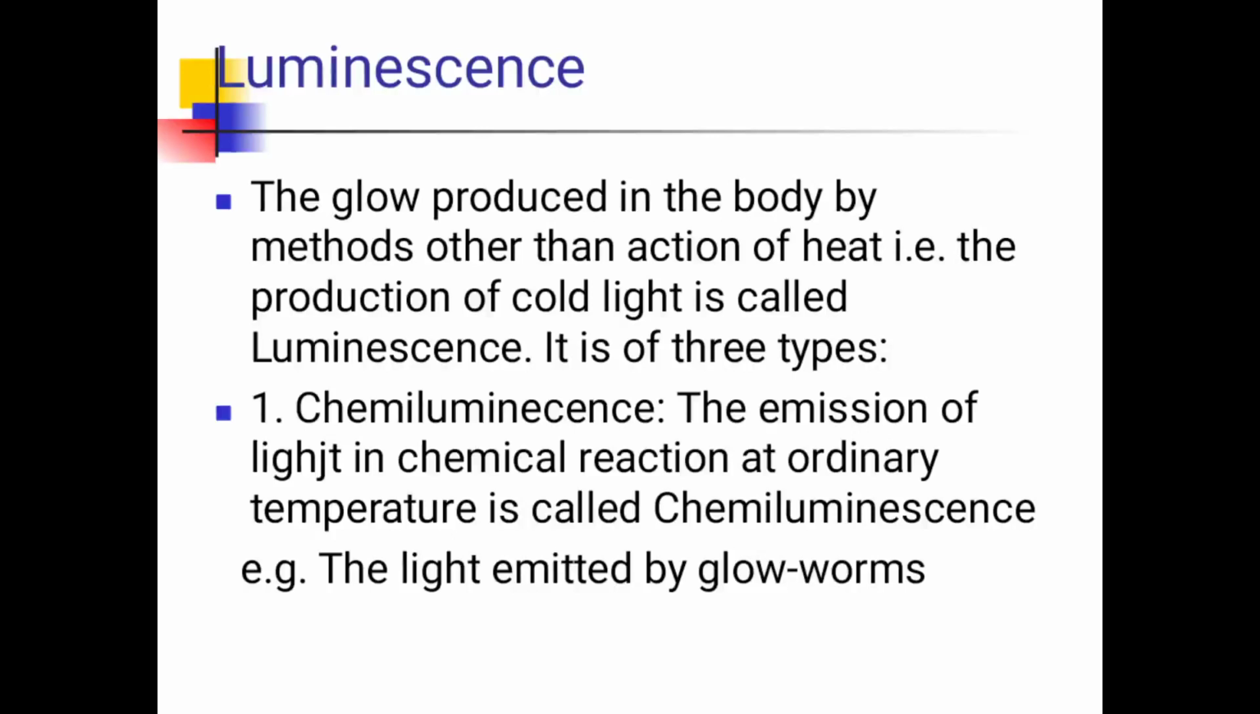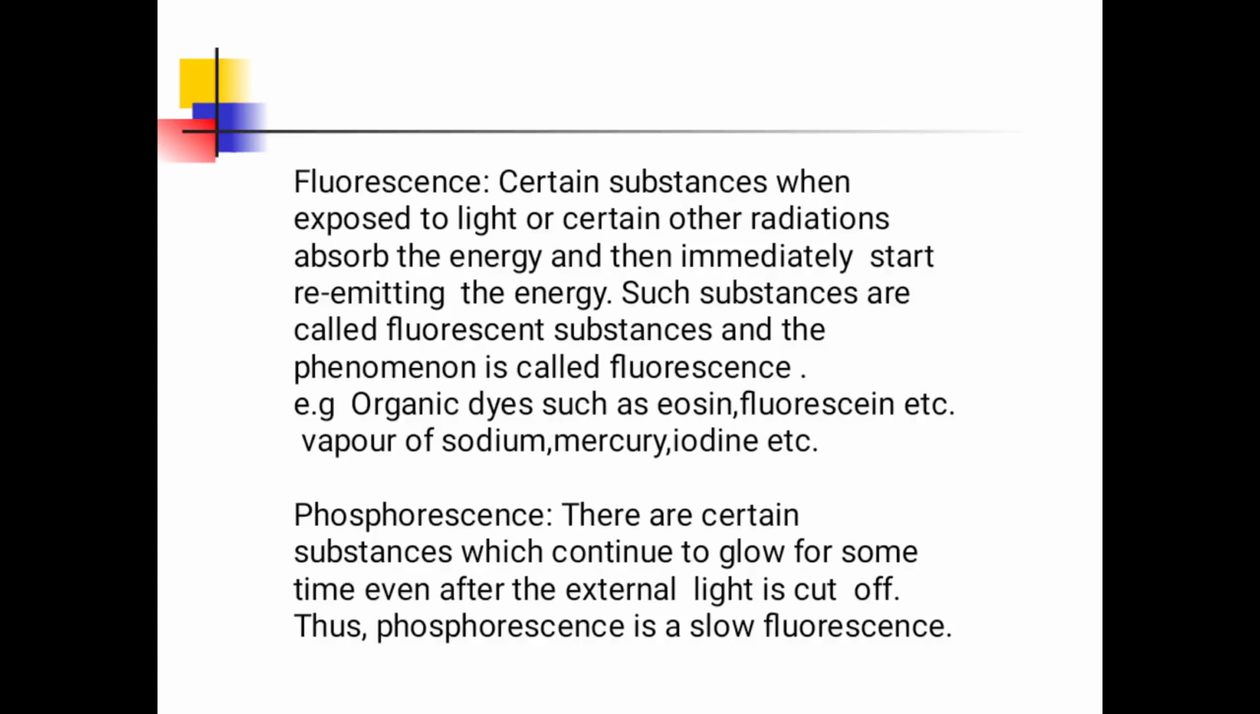Example: light emitted by glowworms. Fluorescence: certain substances, when exposed to light or certain other radiations, absorb the energy and then immediately start to re-emit the energy. Such substances are called fluorescent substances, and the phenomenon is called fluorescence. Examples: organic dyes such as eosin, fluorescein, etc. The vapors of sodium and mercury iodide are also fluorescent substances.